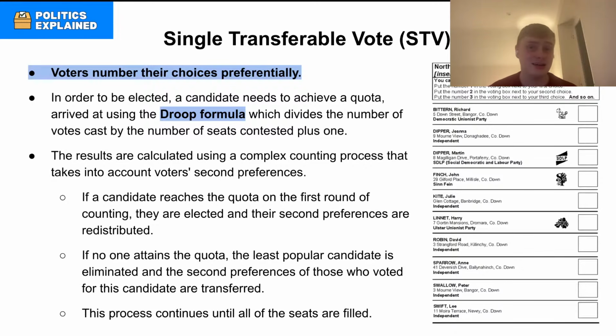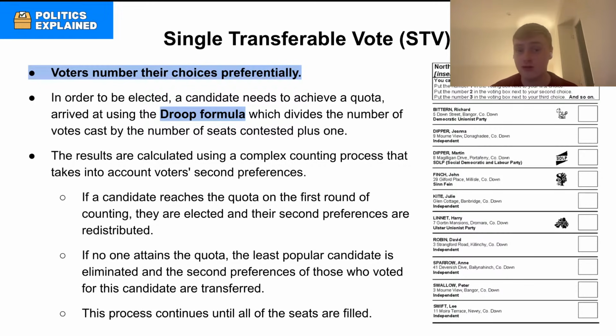In order to be elected, a candidate needs to achieve a quota, arrived at using the Droop formula, which divides the number of votes cast by the number of seats contested plus 1. And we're going to have a look at that in a second. And the results are calculated using a kind of complex counting process that takes into account voters' second preferences and third preferences, etc., and effectively leads to a very proportional outcome in the end.